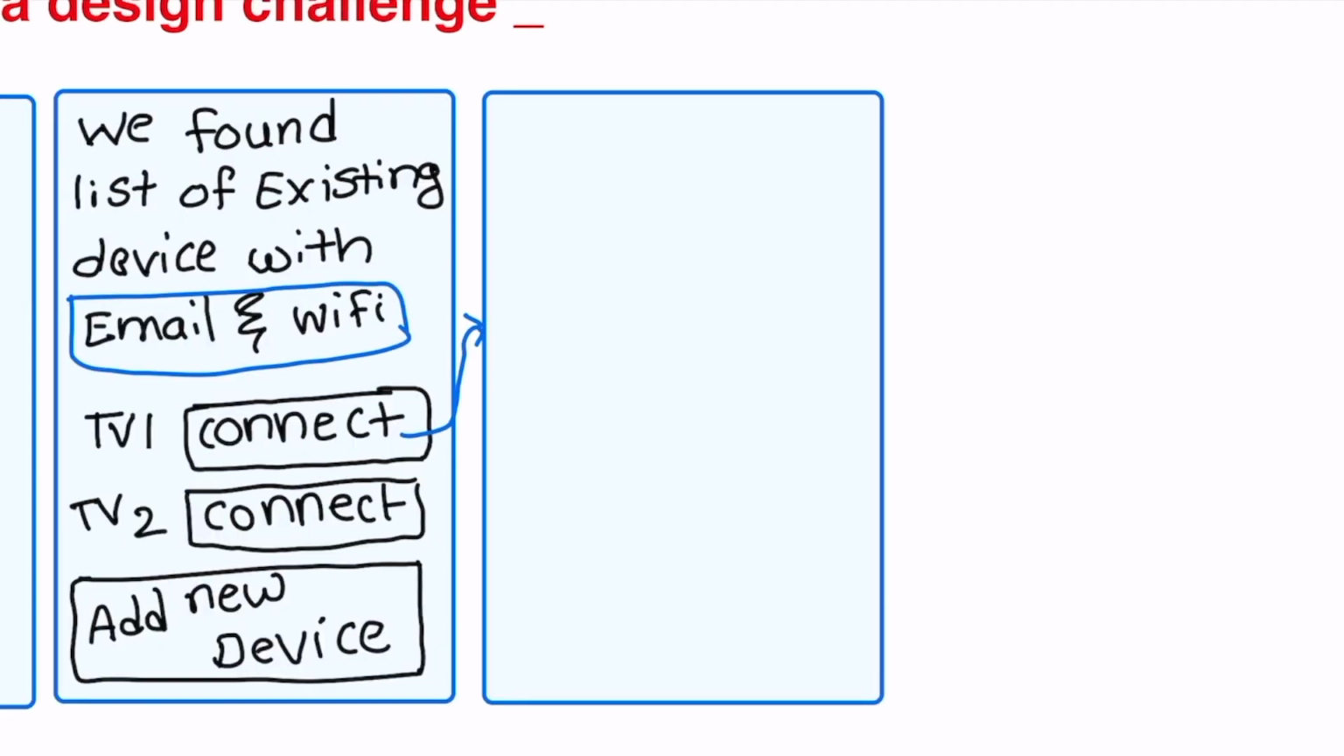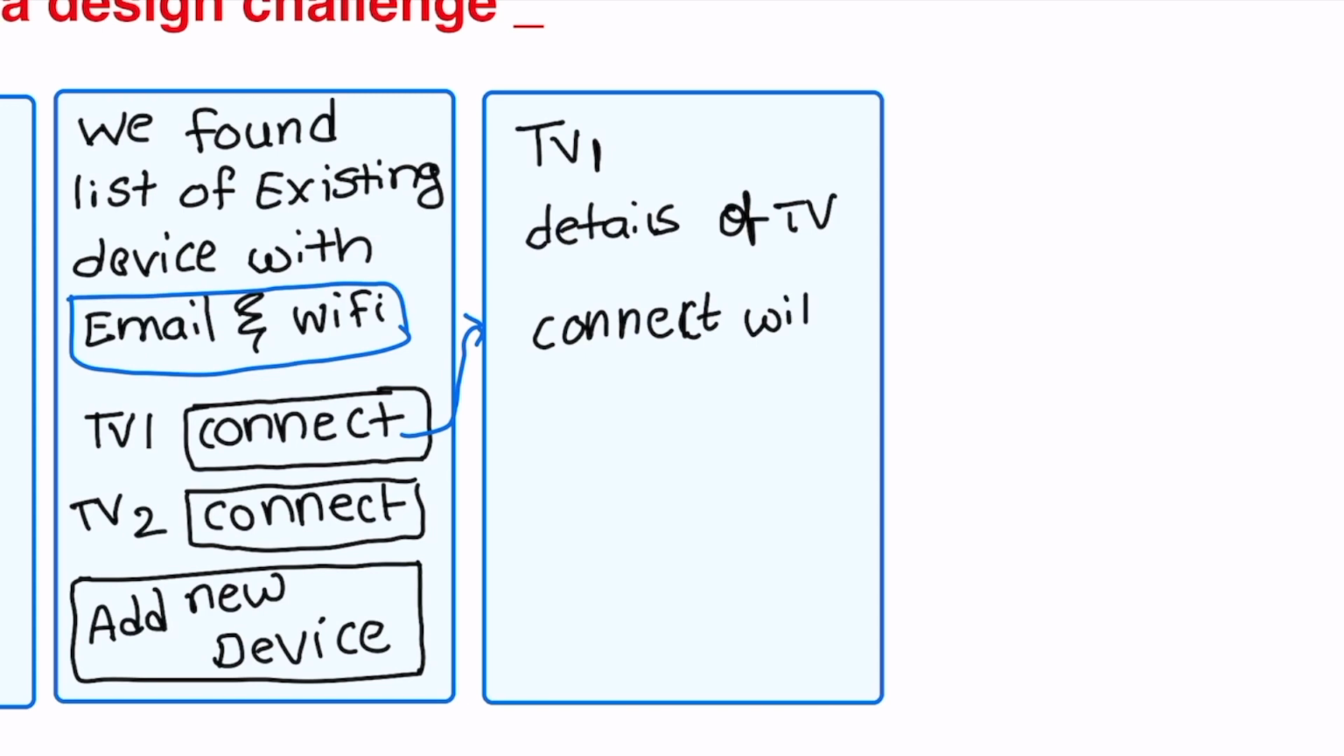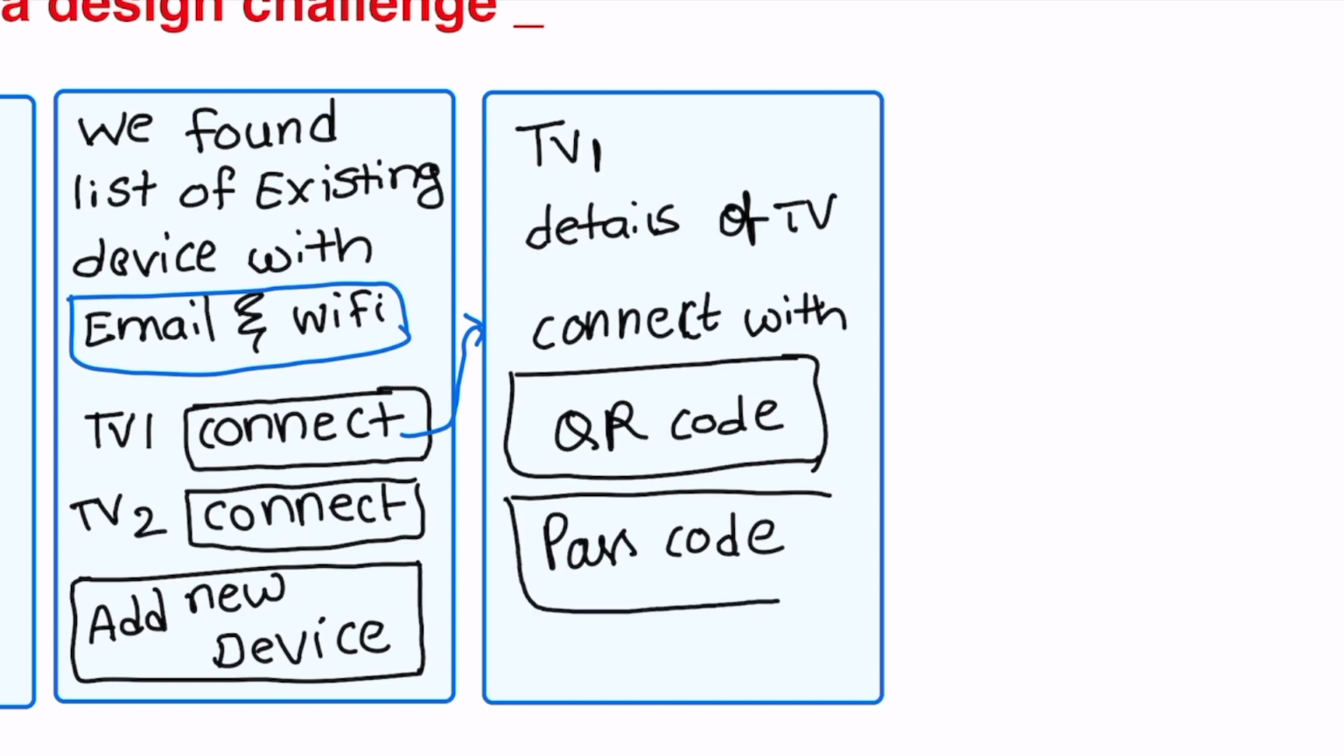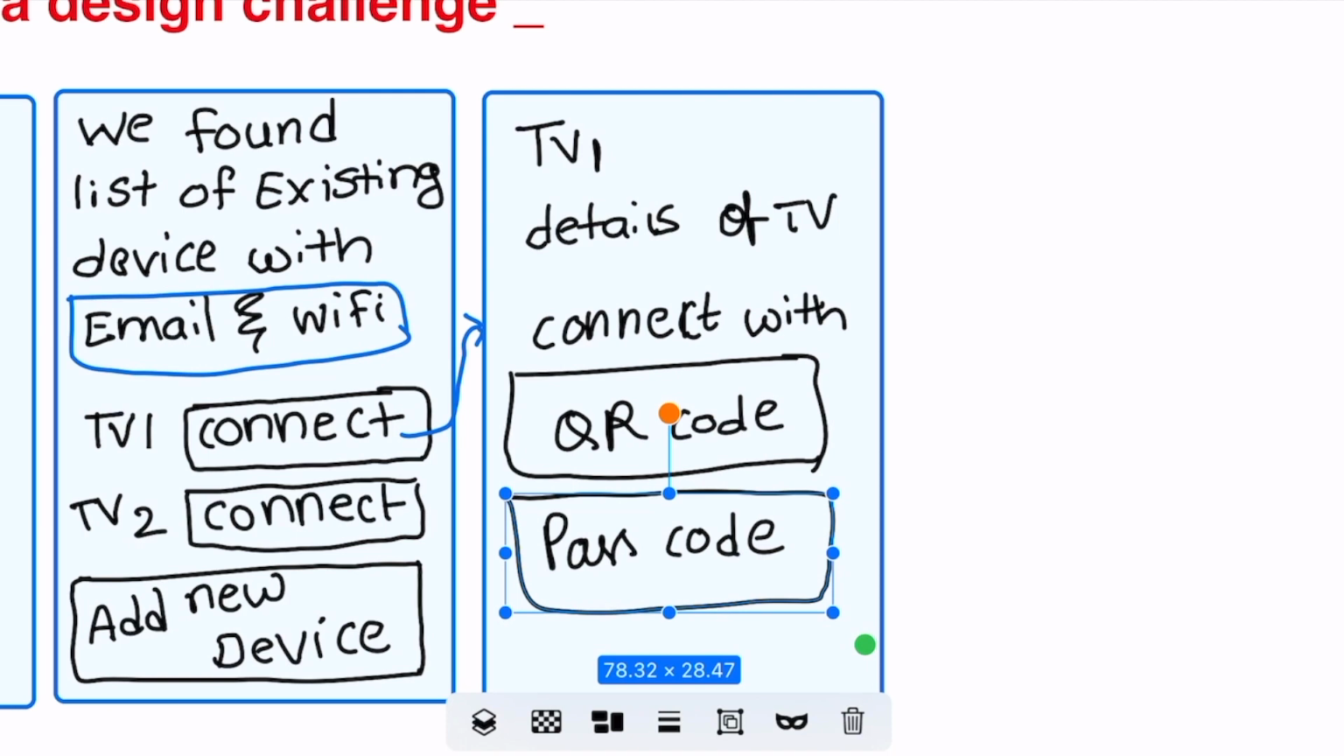Once the user selects the connect button on the existing screen, the new screen will appear. Now I am going to design a new screen, which is TV connection details. In that page I am going to add QR code or passcode options for the user. If the user wants to connect the device by using the QR code, they can connect with the QR code, or if the user wants to connect the device with the passcode, they can simply click on the passcode option and connect the device.